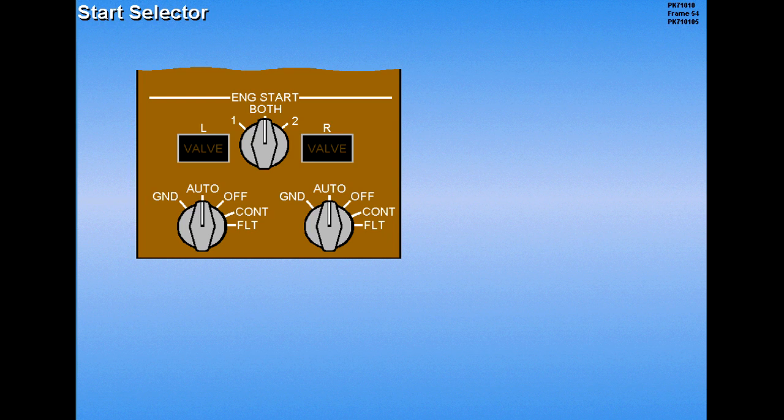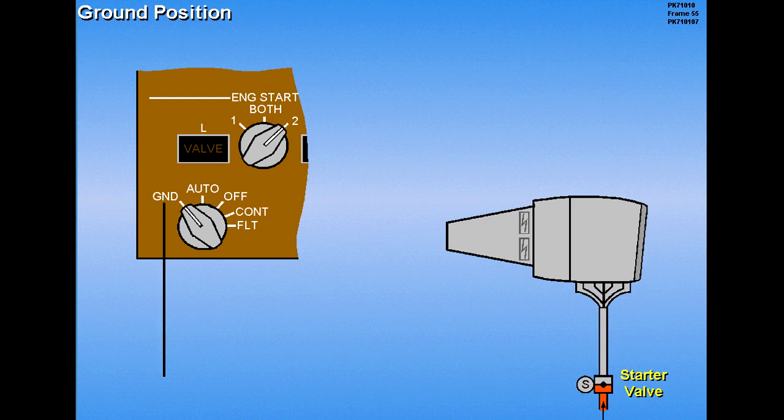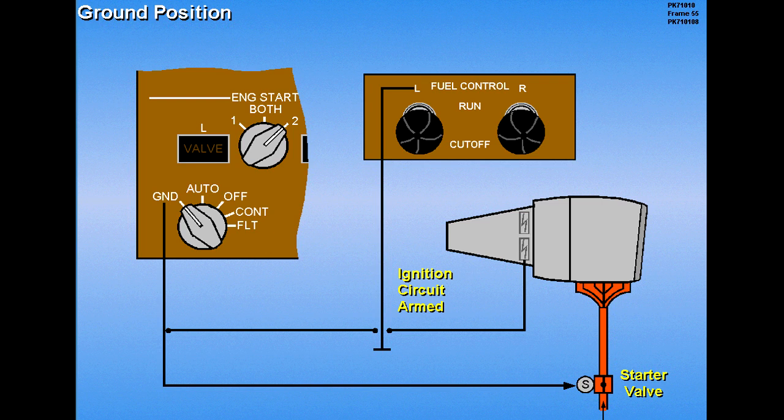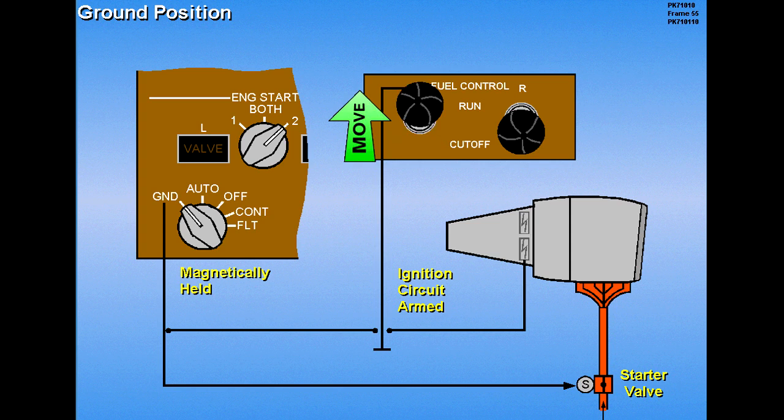The start selector is a 5-position switch. Click on the left start selector to select the ground position. Selecting the ground position opens the starter valve and arms the selected ignition circuit. The selector is magnetically held in this position. When the fuel control switch is set to run, the ignition circuit is completed to the igniter.